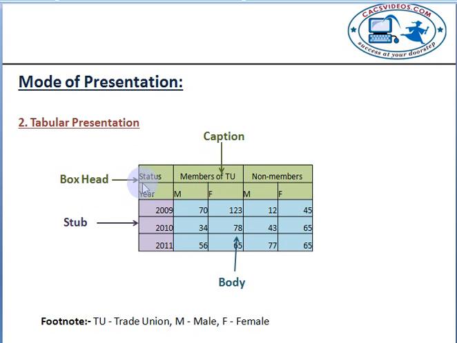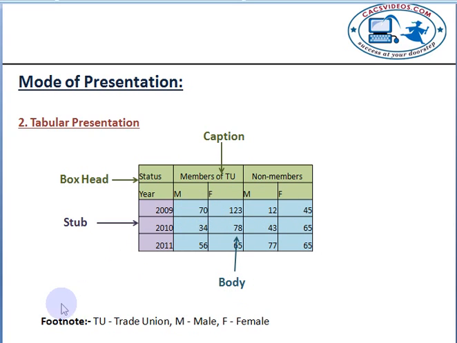See, the area covered in green, this complete portion, is called the box head. Words like members of TU and non-members are called captions. The data which describes the rows is called stub. Like this particular row belongs to 2009, this row belongs to 2010 data, and this row belongs to 2011 data. The portion which describes the rows is called stub, and the rest of this information is called body.